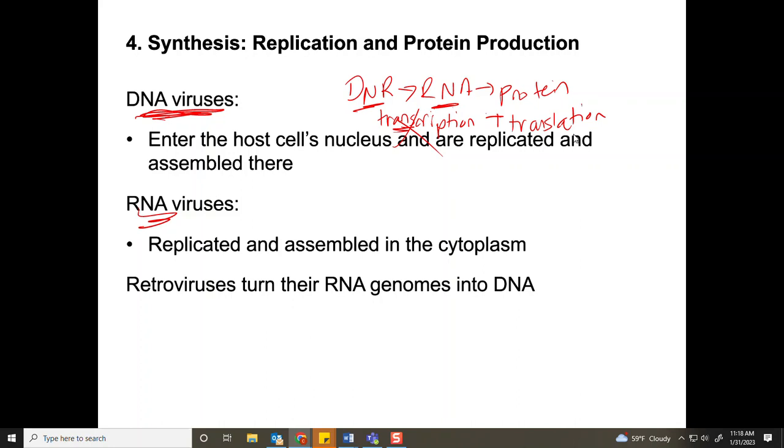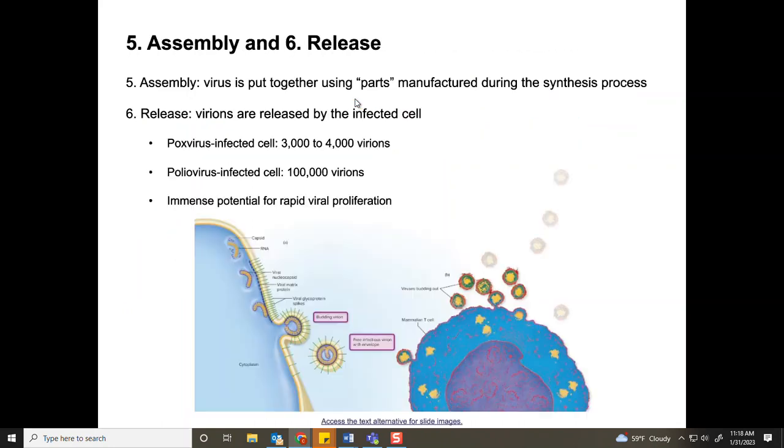Now, there are some examples of weird things that viruses can do that are kind of cool. Retroviruses, for example, can turn their RNA genomes into DNA, and I guess it's called that because you think retro, it's like going backwards. So instead of going straight from RNA to protein, they'll convert their RNA back to DNA before they go on to do other processes. And it's kind of neat.